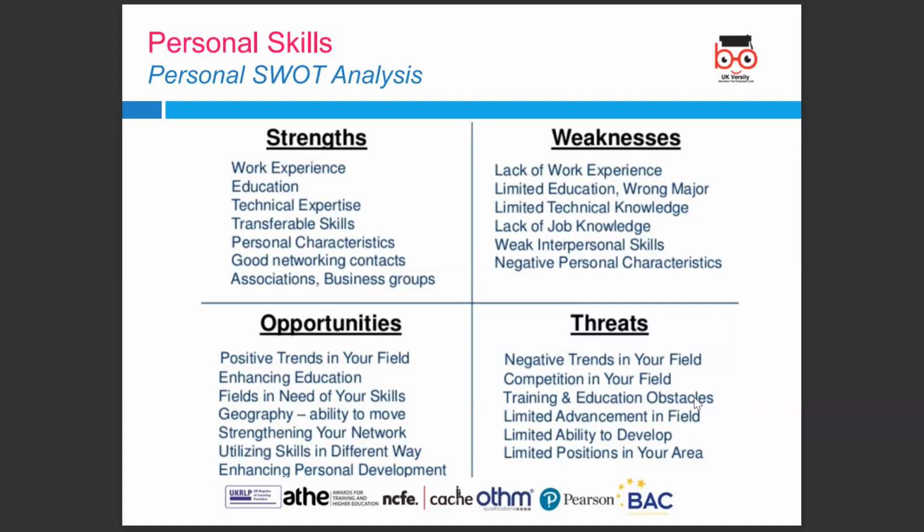Strengths are things like a strong attribute or inherent asset, which in the diagram states things like work experience, education, technical experience, transferable skills, personal characteristics, good networking contacts and associations, business groups. And it could be, what advantages do you have that others don't have? For example, as we mentioned, skills, education, connections.